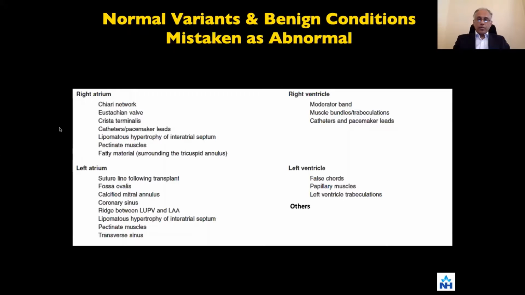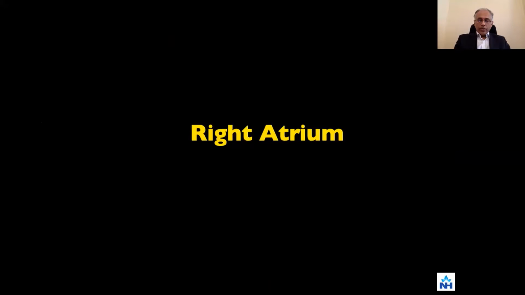So let's look at these chambers now. These normal variants, we can go chamber by chamber. One would be the right atrium, which is the chamber that gives the most problems and the most findings. Then we have the right ventricle, and then we move to the left side, and I've categorized something called others also. Then let's look at the right atrium.